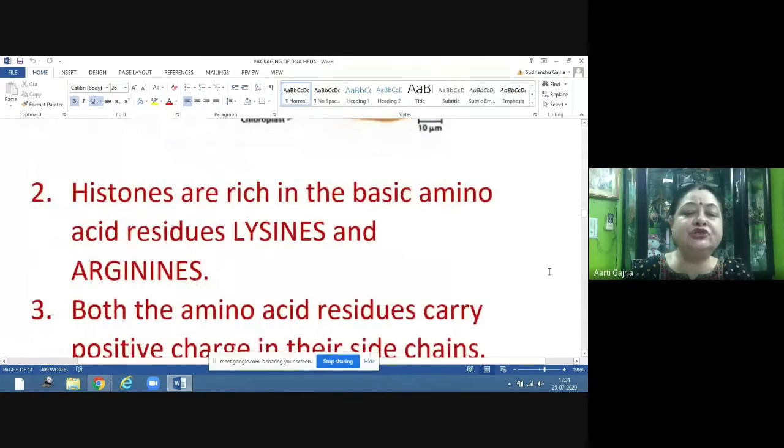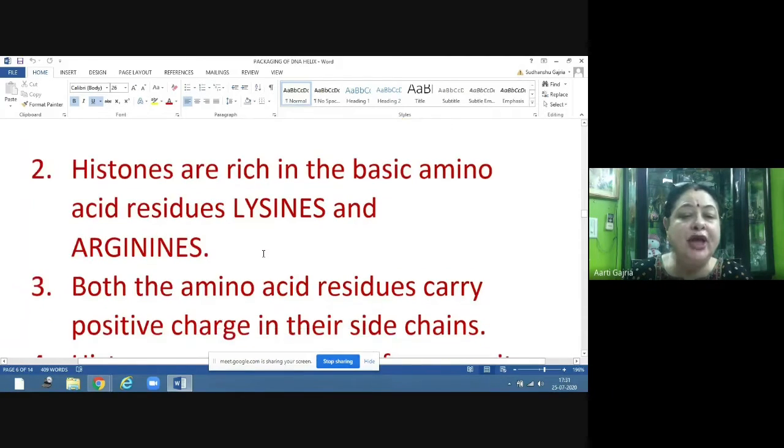Now, histones are rich in the basic amino acid residues. As you know, proteins are made up of amino acids, because the units for proteins are amino acids. So histones are rich in the basic amino acid residues, lysines and arginines. So lysines and arginines are the basic amino acids which are present in the histones. The histones are made up of these.